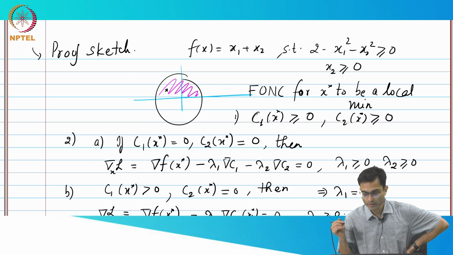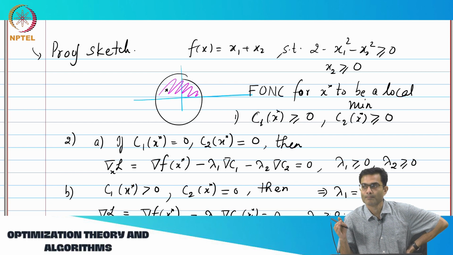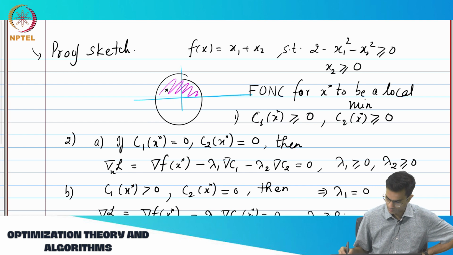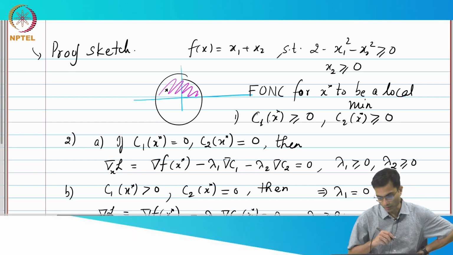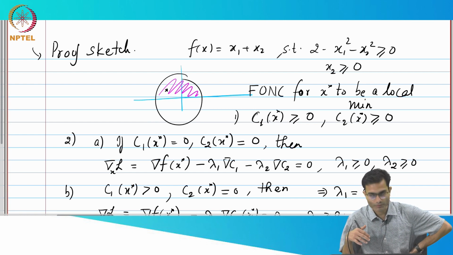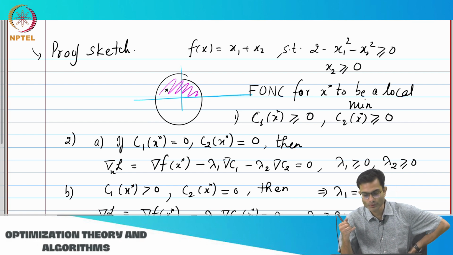Yes, right. What is the second point that I have to verify? That is the third point. Second, I thought that was the third. Okay, for x star to be a local minima, and the third is LICQ. Do you think LICQ will hold?